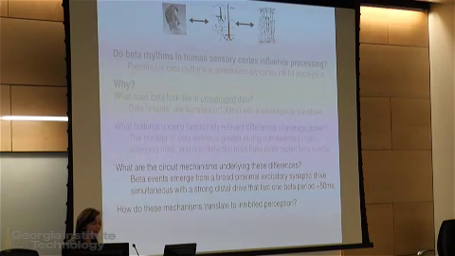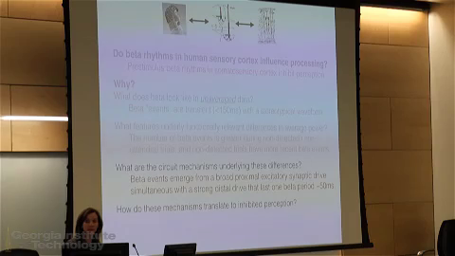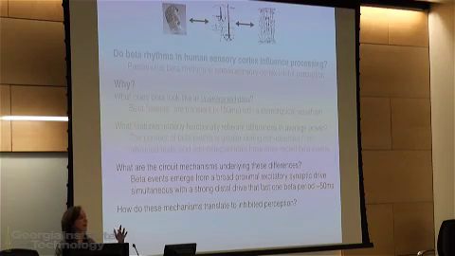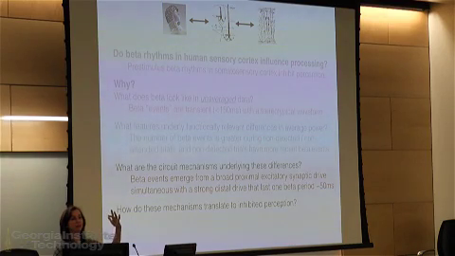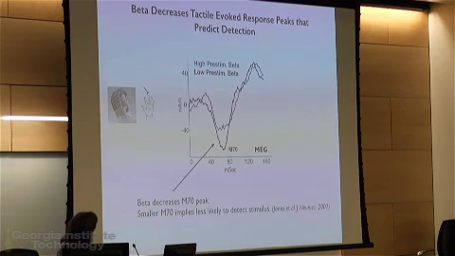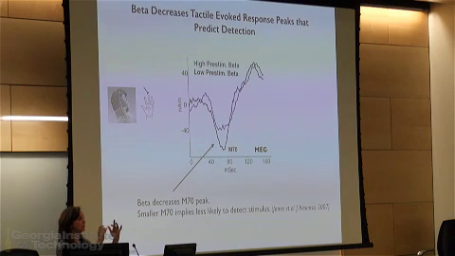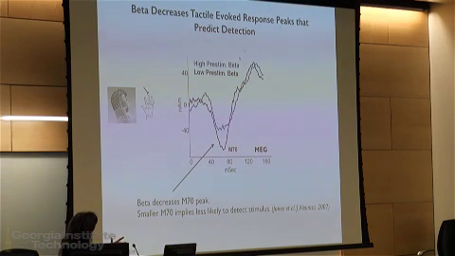How do these mechanisms translate to inhibited perception? So the way that we're investigating that is we're looking at how beta filters that sensory input. And so what I'm showing you here is the sensory evoked response. So when we tap the finger, we get an ERP or an ERF. This is MEG data. And this is the early evoked response from that tap to the finger.